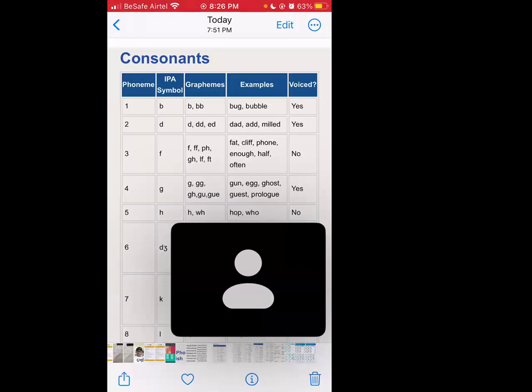Now, this sound can be found in words like gun, egg, ghost. The word ghost here, the H is silent. And then guest, the U is silent. We can't say guest, of course, it is guest. So the U there is silent, it's just a G. And then the next one is GUE, which is prologue. The UE is silent. We just have the G sound.